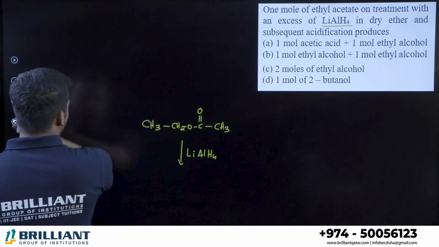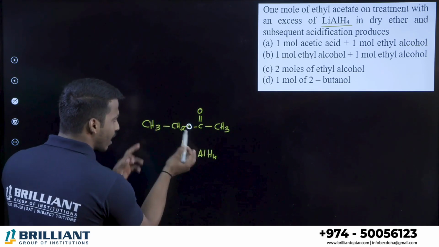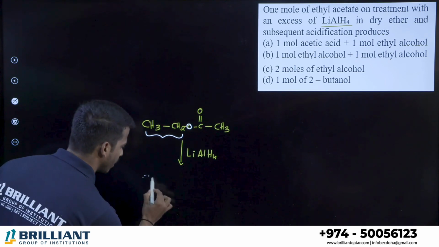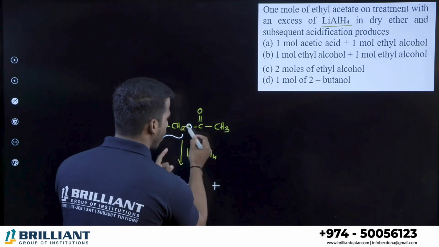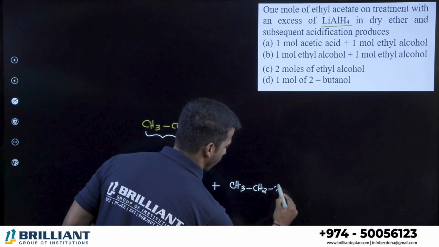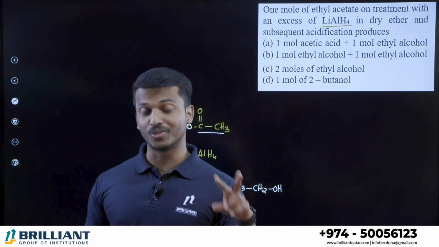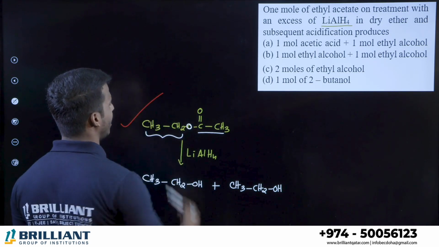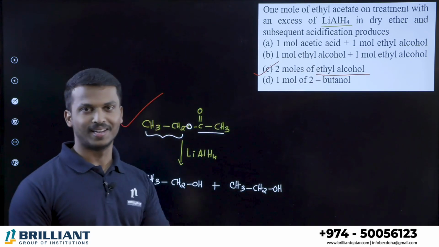It is very easy to write the product. Let me show you a short trick, okay? How many carbons are present on the left side of this oxygen? 2 carbons. Which is the 2-carbon containing alcohol? That is nothing but ethanol. So one of the products is ethanol, plus. How many carbons on the right side of this oxygen? Again 2 carbons. So 2-carbon containing alcohol, again ethanol is the product. So how many alcohols are produced? 2 alcohols are produced. Both alcohols are ethyl alcohol or ethanol. So what is your answer? Ethyl acetate on reduction, you will get 2 moles of ethyl alcohol. Option C is the correct answer.